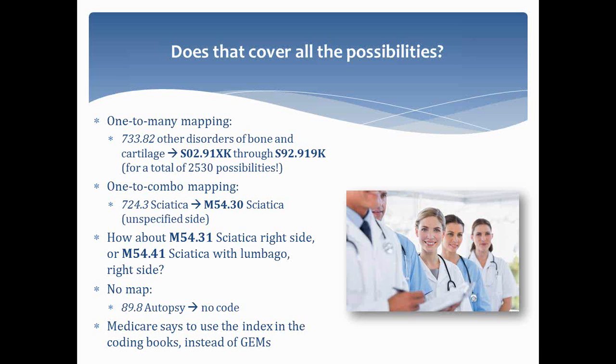Now, in some cases, there's no code at all. If you do autopsies in your clinic, 89.8 is a procedure code from ICD-9. It's actually a volume 3 code. There is no equivalent code in ICD-10, so no more autopsies for those of you who like to do those. Or at least you can't code for it in ICD-10-CM.